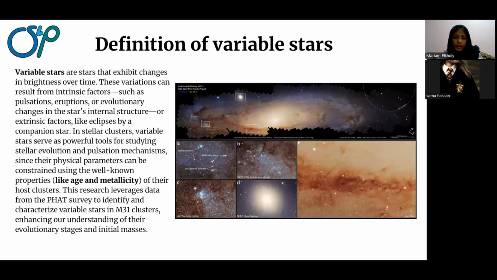We have talked a lot about variable stars, but what is the definition? Variable stars are stars that exhibit changes in brightness over time. These variations can result from intrinsic factors such as pulsations, eruptions, or evolutionary changes in stars' internal structure, or extrinsic factors like eclipses by a companion star.